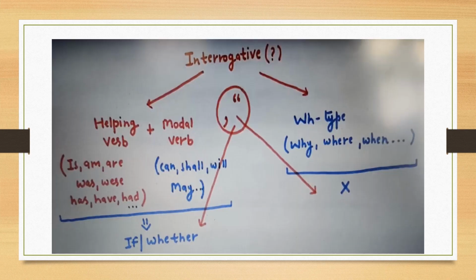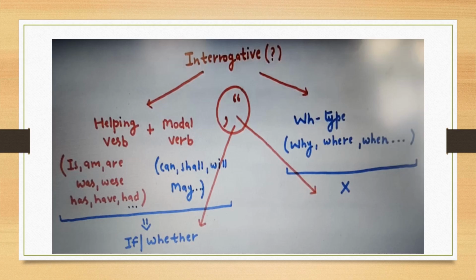What is an interrogative sentence? I have made a chart through which it would be easy for you to understand what is an interrogative sentence. Interrogative sentence is divided into two parts. First is the helping verb plus the modal verb, and second is the WH type. Talking about the helping verb, that is, am, are, was, were, has, have, and had, and modal verbs that we all know: can, shall, will, may. And that would be replaced by if and whether.